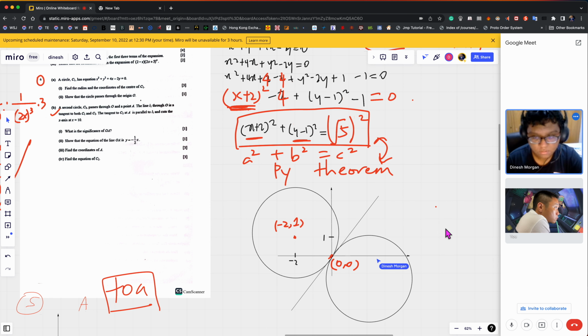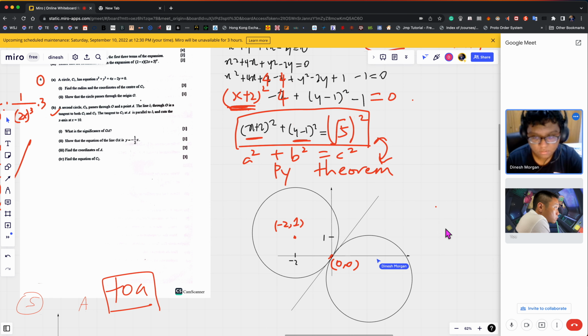That means A is here. So this is line 1. This is line 2, right? Yeah, good. What is the significance of OA? Can I say that OA is the diameter? Yeah. Isn't it just the diameter? Yep. Okay.